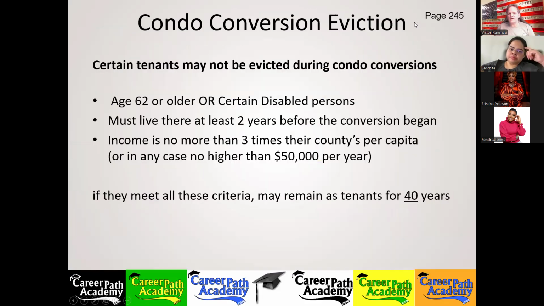So, condo conversions and evictions. Who cannot be evicted from a condominium conversion? Well, those age 62 and older, or those with certain disabilities. They must live there for at least 2 years before the conversion began, and their income is no more than 3 times their county's per capita, or in any case, no more than $50,000 per year. If they meet all of those requirements, they can remain as tenants for the next 40 years, and you can't evict them just so that you could deed the place and sell it.